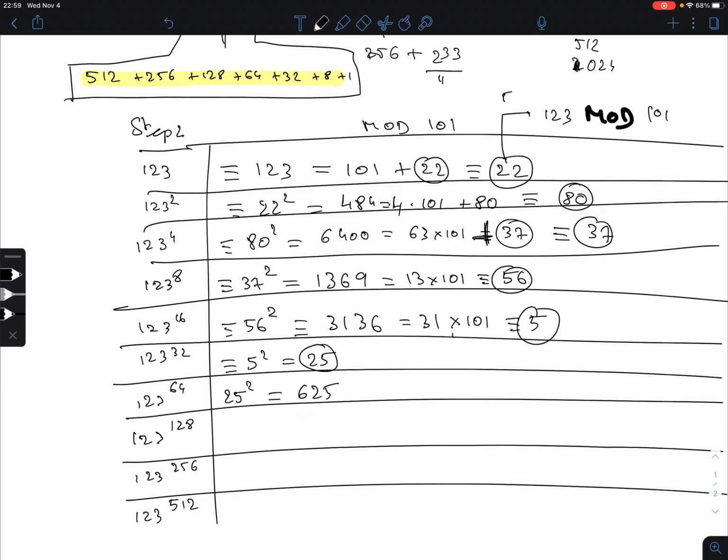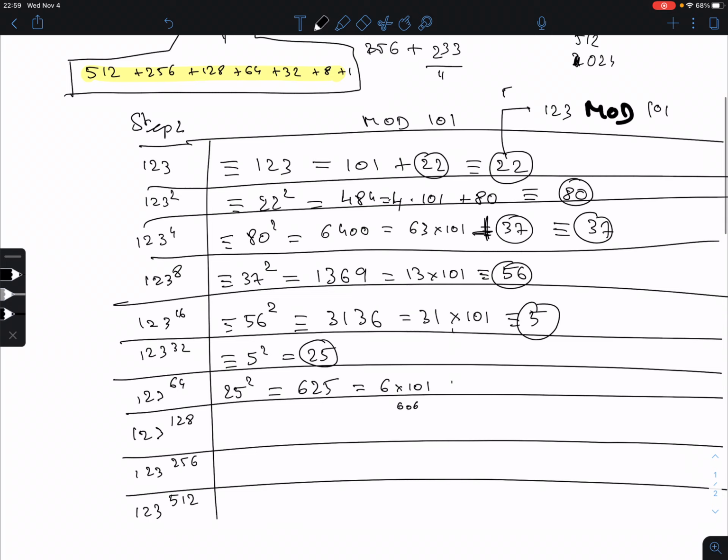So that is 6 times 101, that's 606. And so what I'm missing is 19, right? So plus 19, so this is equivalent to 19. Let me get rid of this number. Now I square 19, so 19 squared. That one I have to do.